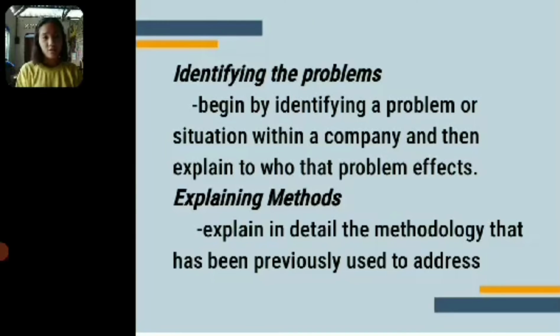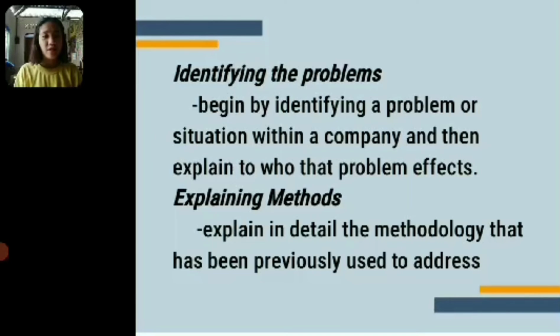First is identifying the problem. Begin with identifying the problem or situation within a company, and then explain who that problem affects. When describing the problem, consider when it started, what measures have been taken to address it, and whether or not those approaches have been effective.